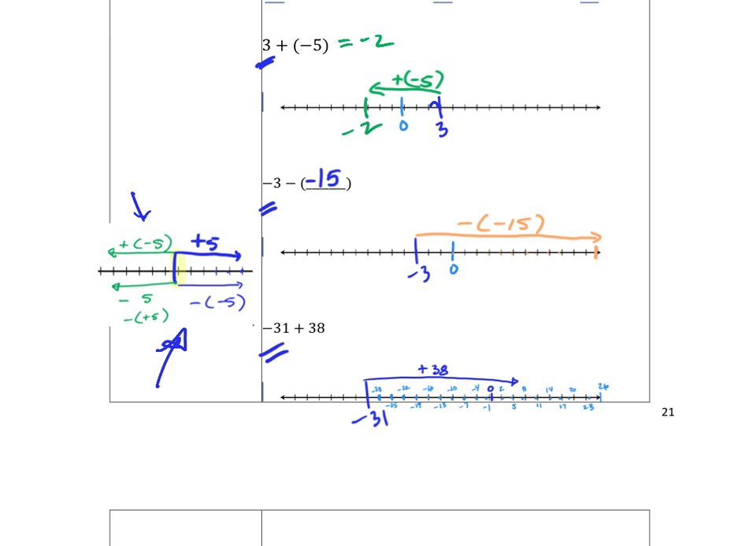If I subtract a negative, here's subtracting a negative, I go to the right. So when I subtract -15 from -3, I go to the right 15, which means I'm going to land at +12.